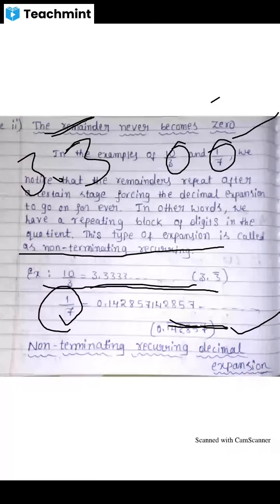So what do we call this type of decimal expansion? Non-terminating recurring decimal expansion. This is the second type of decimal expansion. The first type is terminating decimal expansion, and this one is non-terminating recurring decimal expansion.